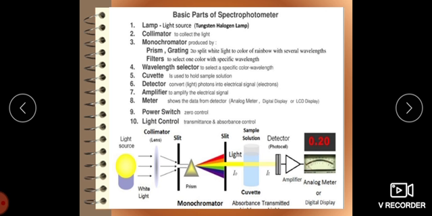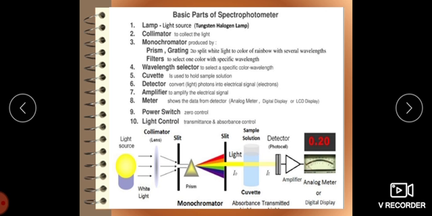Prism or grating splits white light into the colors of the rainbow with several wavelengths, and the filter selects one color with a specific wavelength. After that, the slit is there, nothing but the wavelength selector to select the specific color wavelength, nothing but the monochromatic light. And after that, here is a cuvette, a container for the sample. To hold the sample, we have to use a cuvette. The cuvette may be rectangular or circular.